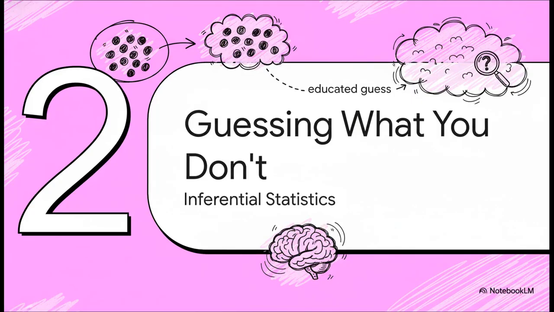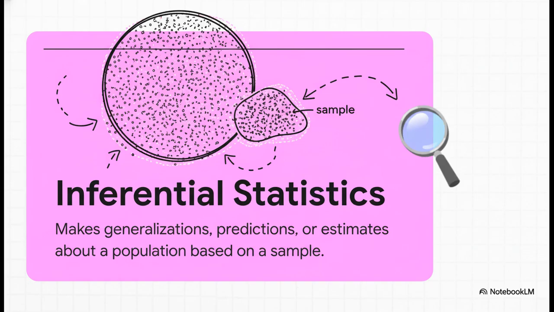Okay, now let's jump over to our second question. What if you want to use your data to make a really smart, educated guess about a group you haven't measured? Well, for that, you need the power of inferential statistics. So, inferential statistics is all about taking a small piece of data, we call that a sample, and using it to infer something about a way bigger group, the population. It's really the art of going from the known to the unknown.